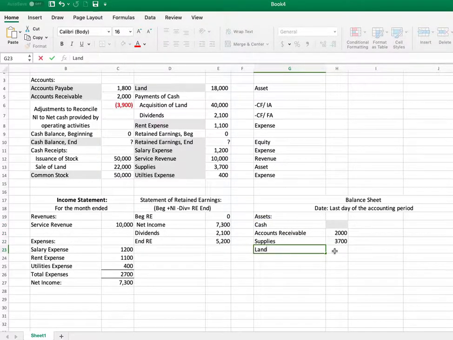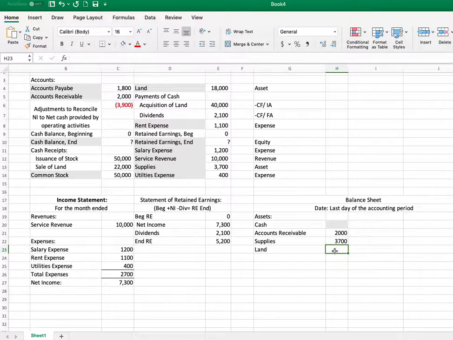Next we have land, and land is a long-lasting asset, or a long-term asset, because it's going to last us more than 1 year, and the value of the land is $18,000. Somewhere down here we're going to total the assets. Remember, we're missing a number here, so we're going to come back and solve that.